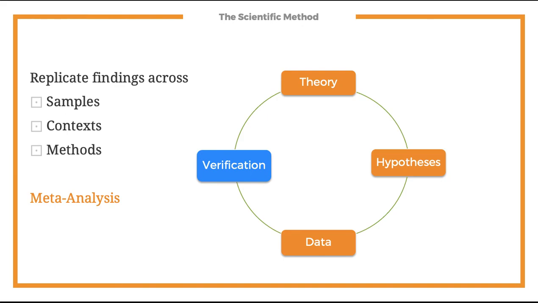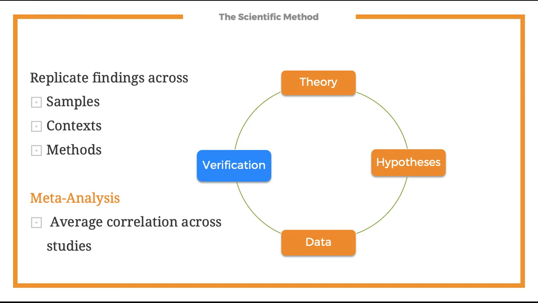And then the last step of verification comes after we have conducted many replication studies. After two variables have been investigated multiple times, we can conduct what we call a meta-analysis. So a meta-analysis is basically the average correlation across studies.